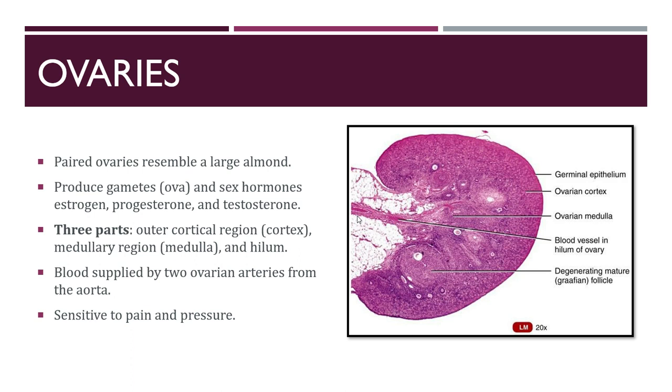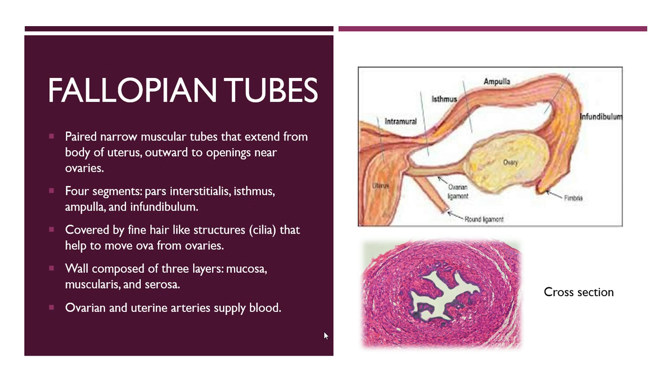There are 3 parts, and you can figure that out. Cortex, medullary: outer is the cortex, like everything else. Medulla, and the hilum, okay. They have 2 arteries right off the aorta there. They are sensitive to pain and pressure, just like the testes are, except that they're harder to get pain and pressure to, since they're inside our bodies. But it is a source, by the way, of dyspareunia when those ovaries are touched during intercourse.